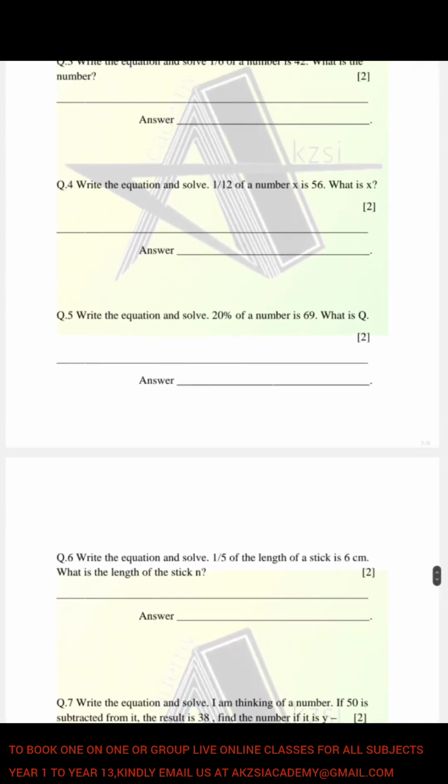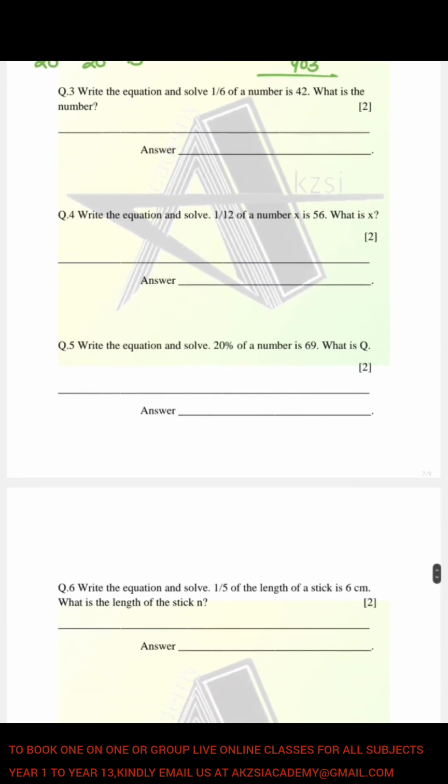Now moving on to the word problems. These are very simple. Questions 3, 4, 5 are pretty simple. It says write the equation and solve: 1 over 6 of a number is 42. We have to find the equation and solve it. If 1/6 of a number is 42, what is the number?